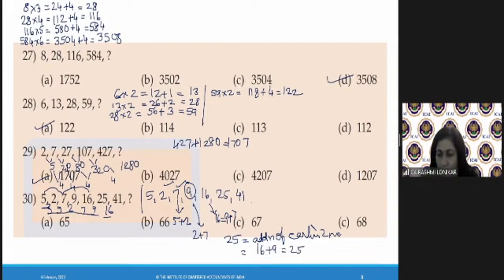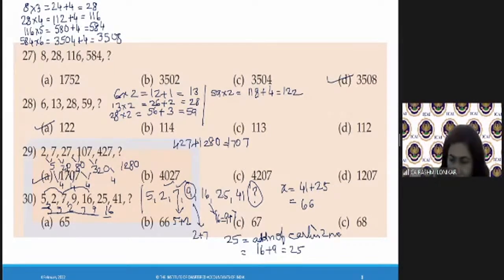Now what will happen here? Because they are asking this number, what will this number be? This number x will be equal to 41 plus 25, which is equal to 66. So B will be the correct option here.